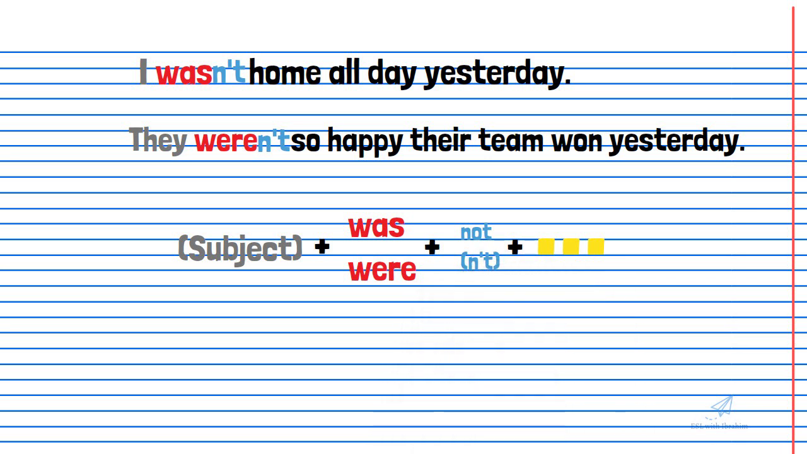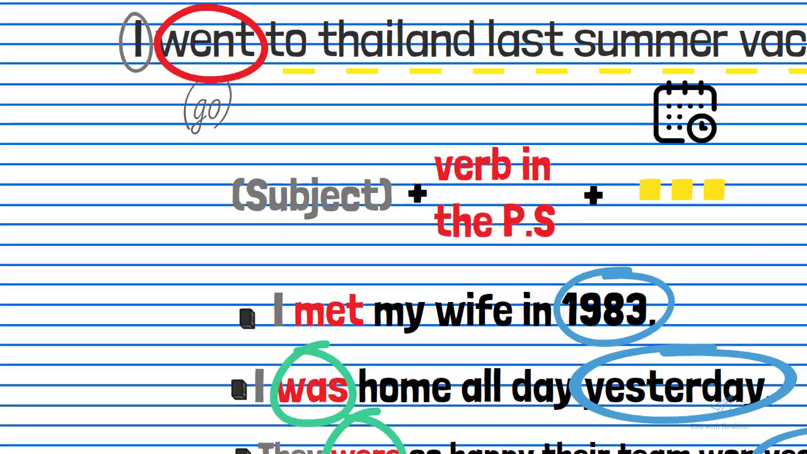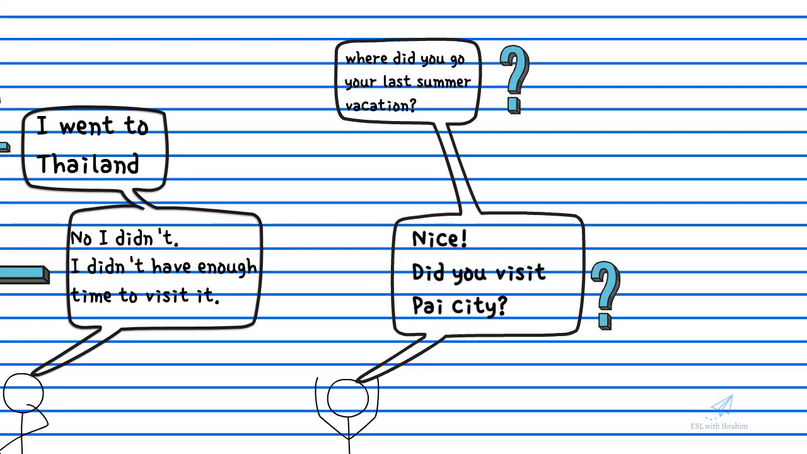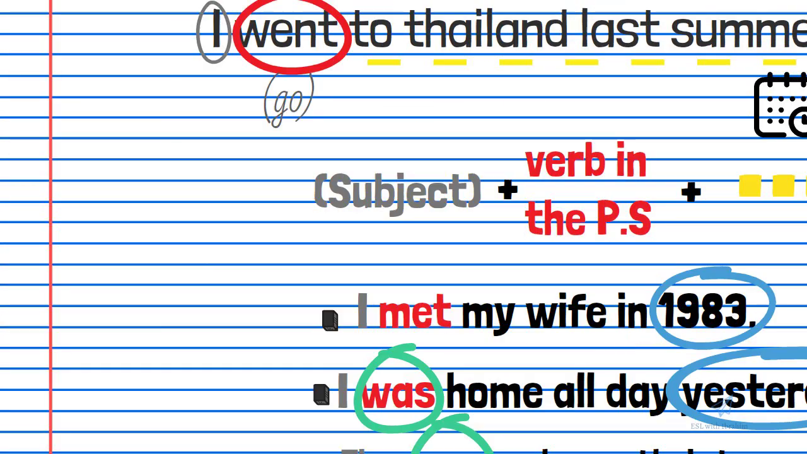Now let's see the interrogative. Asking questions in the past simple tense. Let's start with a yes or no question. Did you visit Pai?